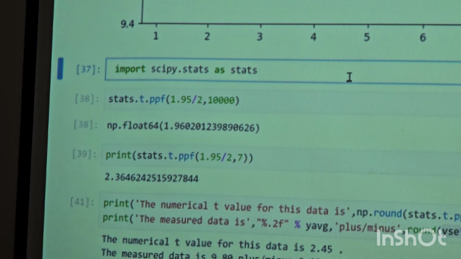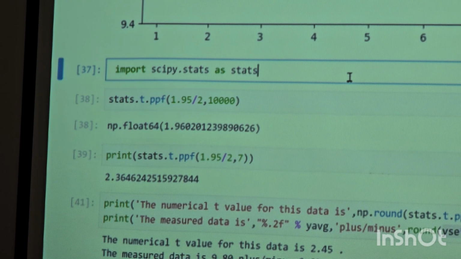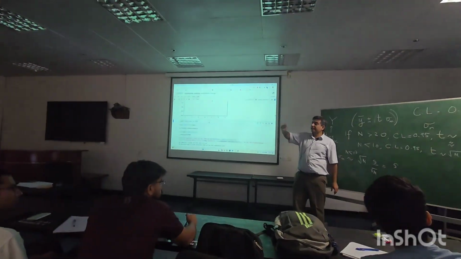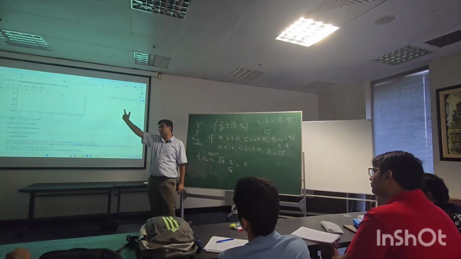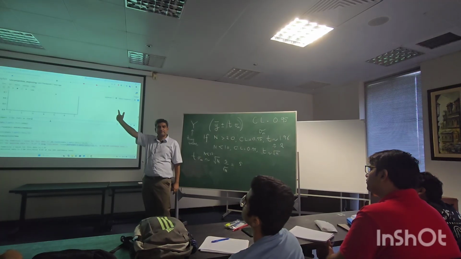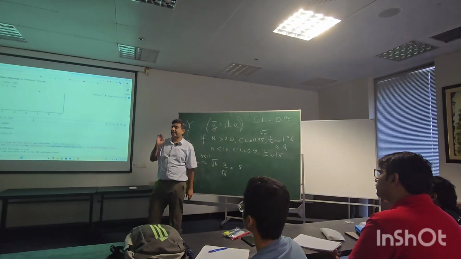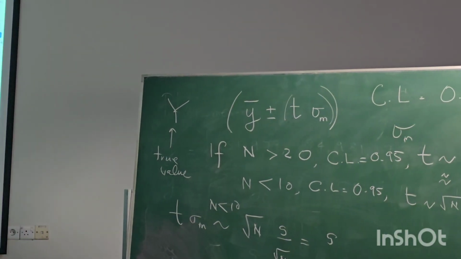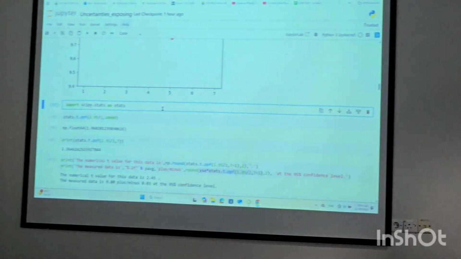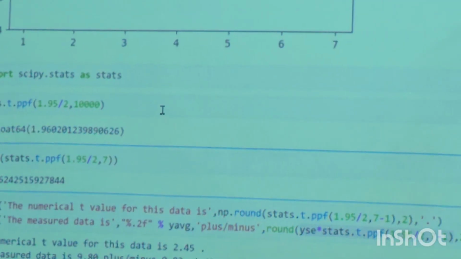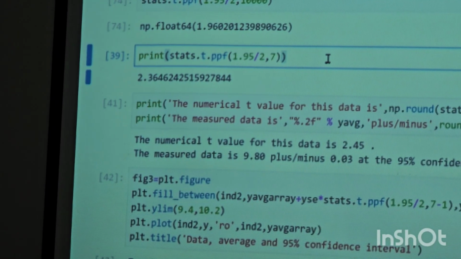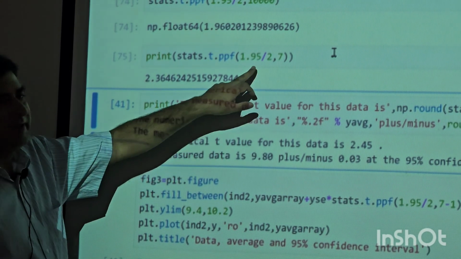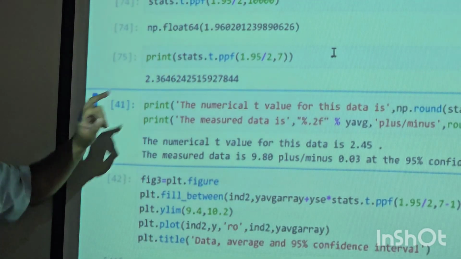Okay? So for a large number of data points, if you want to find the 95% confidence level, I take my standard error in the mean and multiply it with 2. For fewer data points, I have to explicitly calculate what my t should be. So for 10,000 points this number is 1.96, and for 7 points, the points that I have, this number is 2.36.